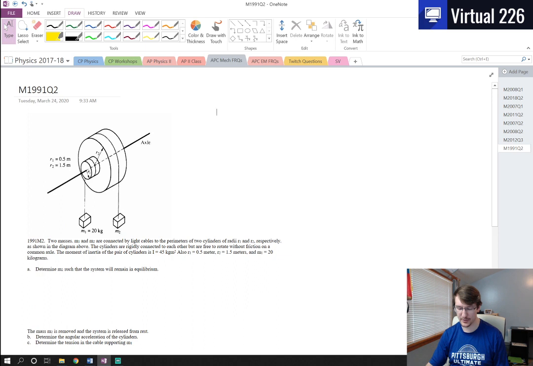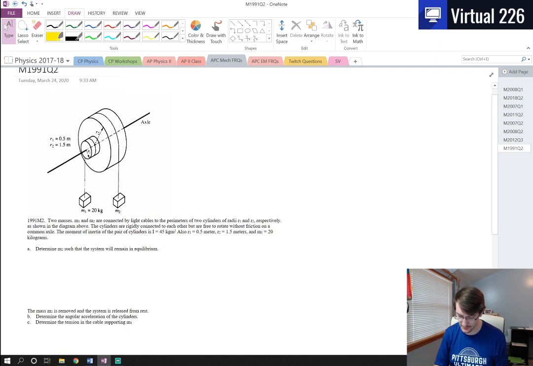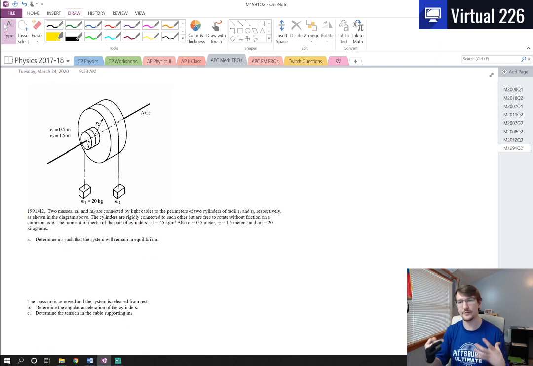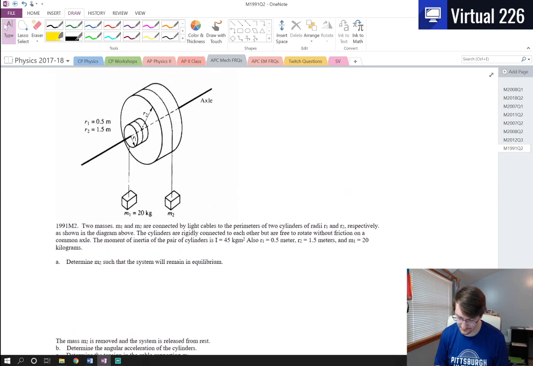Now, this mechanics problem comes from 1991, like I said, which means that they were written a little bit differently at this point in time. That was pretty much 30 years ago from where we're currently at when this video is made in 2020. So it might look a little bit different, but all the physics concepts are definitely still the same. So let's take a look at what we got here.